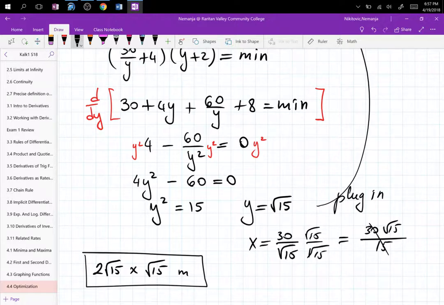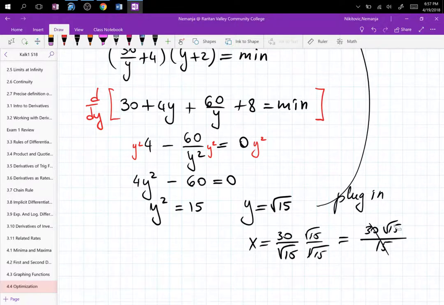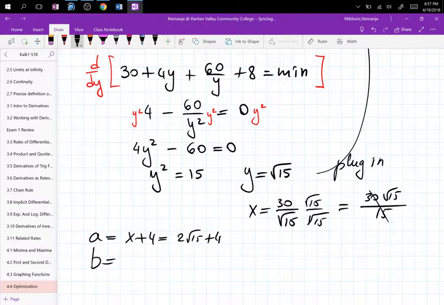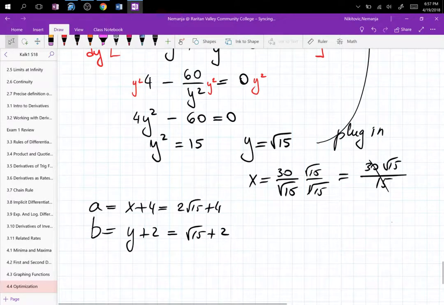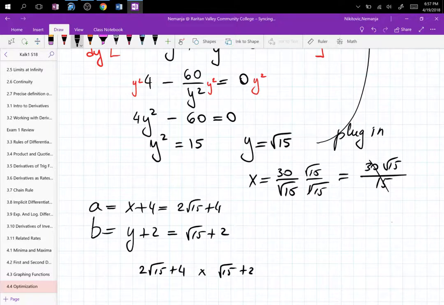Oh, wait. No, it's wrong. These are x and y. We are looking for A and B. So A is x plus 4. So that's 2 root 15 plus 4. And B is y plus 2, which is root 15 plus 2. So the dimensions are 2 root 15 plus 4 by root 15 plus 2 meters. So those are the dimensions.